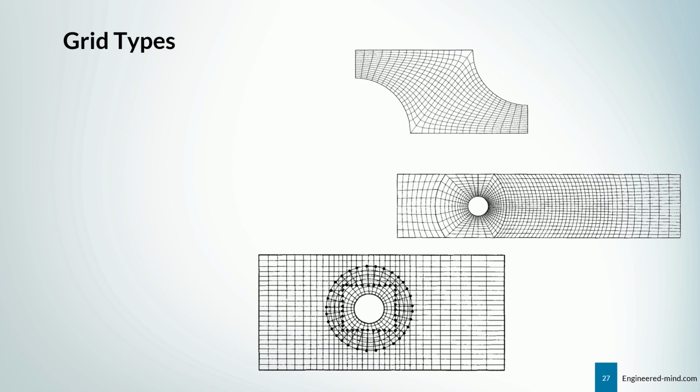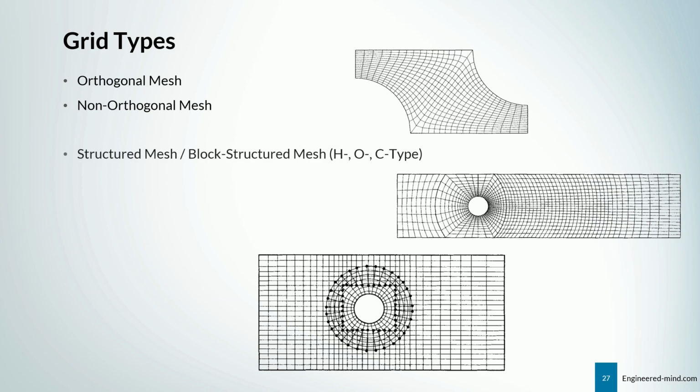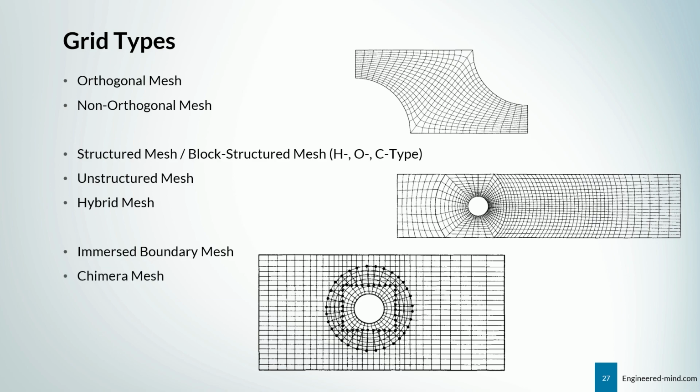And I will list some types now. So we have orthogonal meshes, non-orthogonal meshes, we have structured meshes, block structured mesh. We also have the subdivision of H, O, and C meshes. Also a combination of them is possible. We have, of course, unstructured meshes as well as hybrid meshes. And we have so-called immersed boundary meshes where we immerse our geometry into the mesh. And we have, as I mentioned, the chimera mesh, or also known as composite mesh.